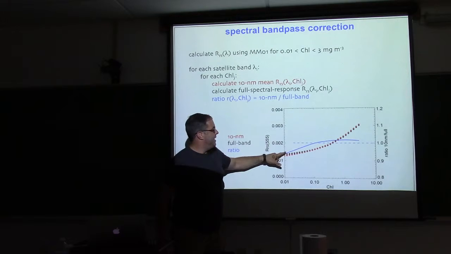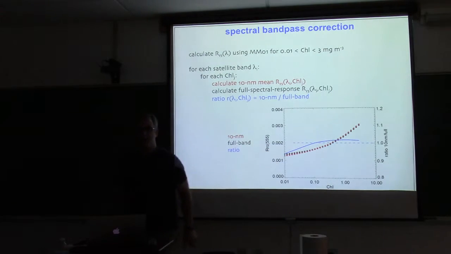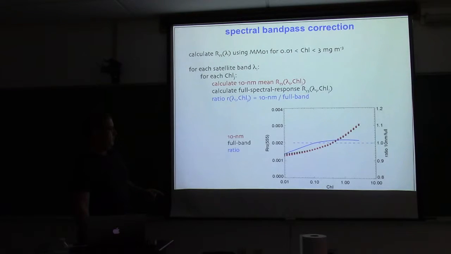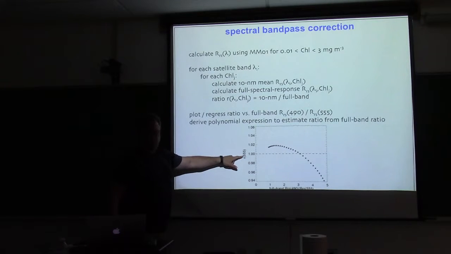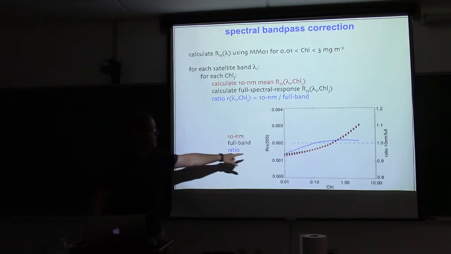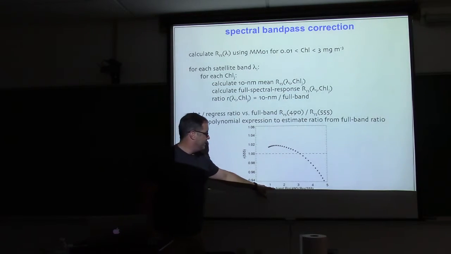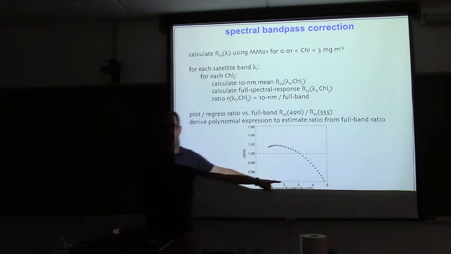So you can see not only is it not 1, but it changes as a function of what's in the water. And so in practice, let's see, we have the ratio. For every band, we now take this blue line, the ratio, and we regress it against RRS full band 490 and RRS 555 full band.